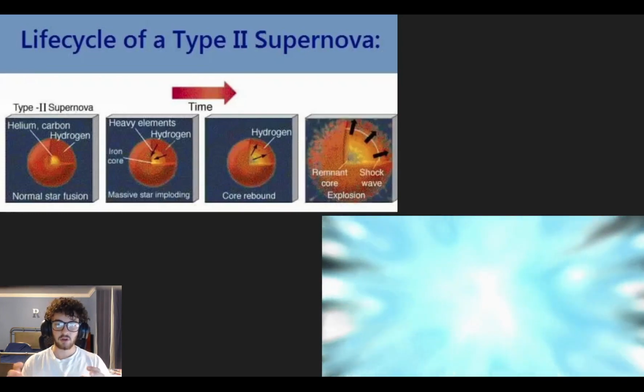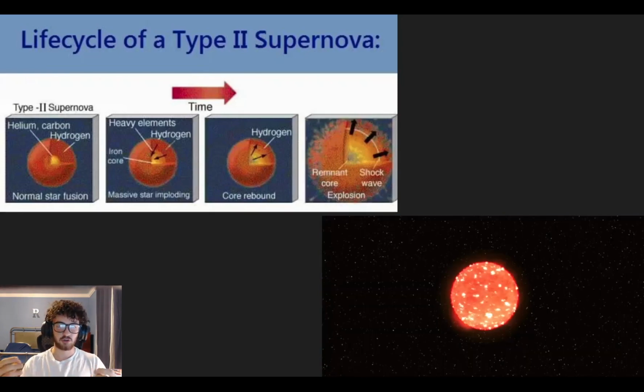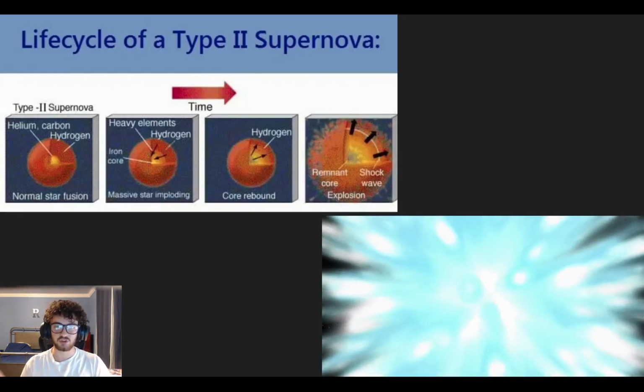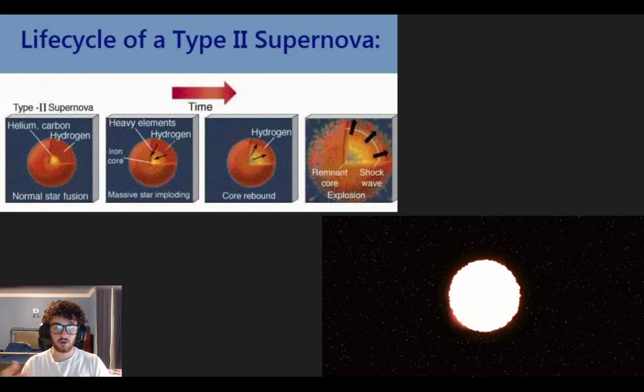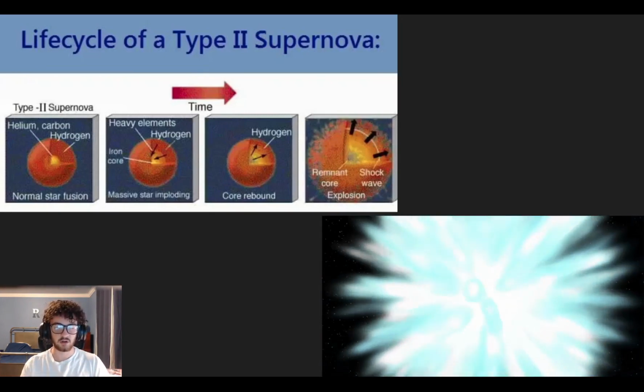And as all the outer layers are just shot out from the star, there's so much energy, just matter, and all the material is just ejected at such a high speed that it actually causes runaway nucleosynthesis, which causes a neutron-rich environment.